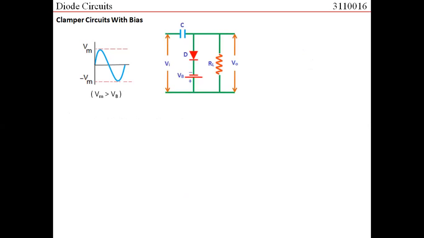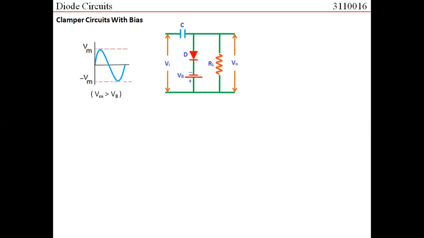Let us take one more example. Looking at this example, you would immediately realize that this is basically a negative clamper. Why? Because of the direction of the diode like this. And it is basically a biased clamper because of the presence of the voltage source. Again, I would request you to pause the video here and try to analyze this circuit, identifying what the output voltage would be. You may pause the video here.